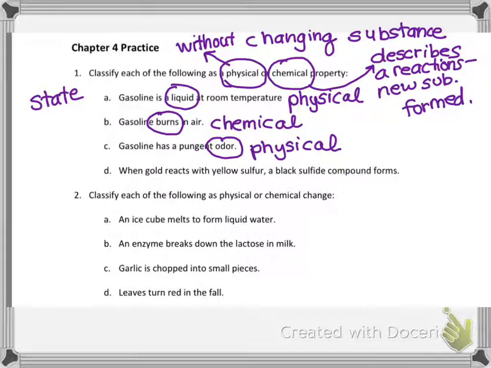Letter D, when gold reacts, and that's leading me to think that this is going to make something new. When gold reacts with yellow sulfur, a black sulfide compound forms. So look here, I've changed from gold into a black sulfide compound, something new. This is describing something new has formed, and so this is chemical.